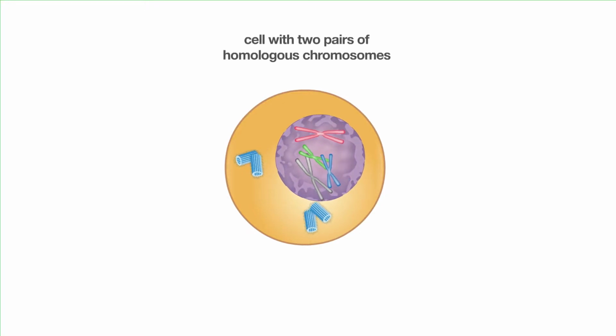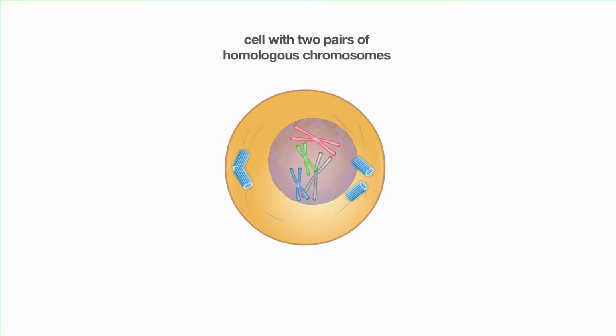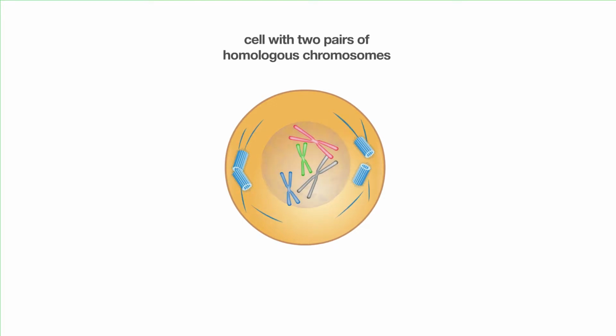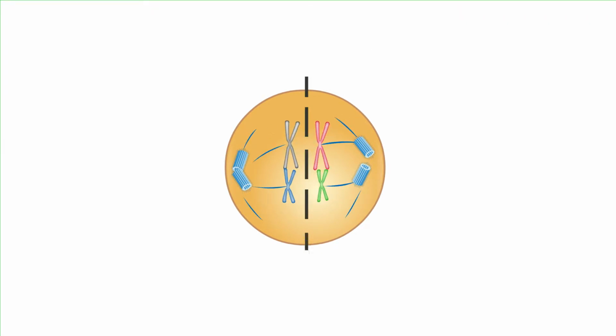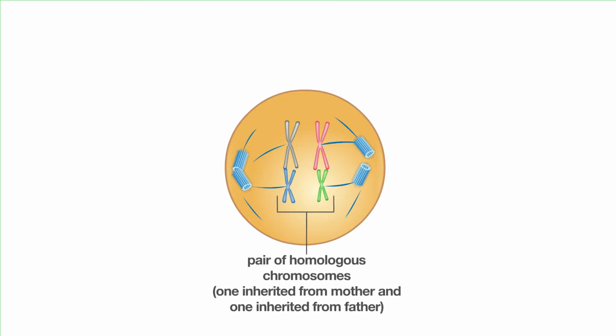When homologous chromosomes pair up in metaphase 1 of meiosis, the chromosomes inherited from the father and from the mother line up randomly on either side of the cell's equator. This model cell has two pairs of homologous chromosomes. This assortment of chromosomes is a matter of chance.